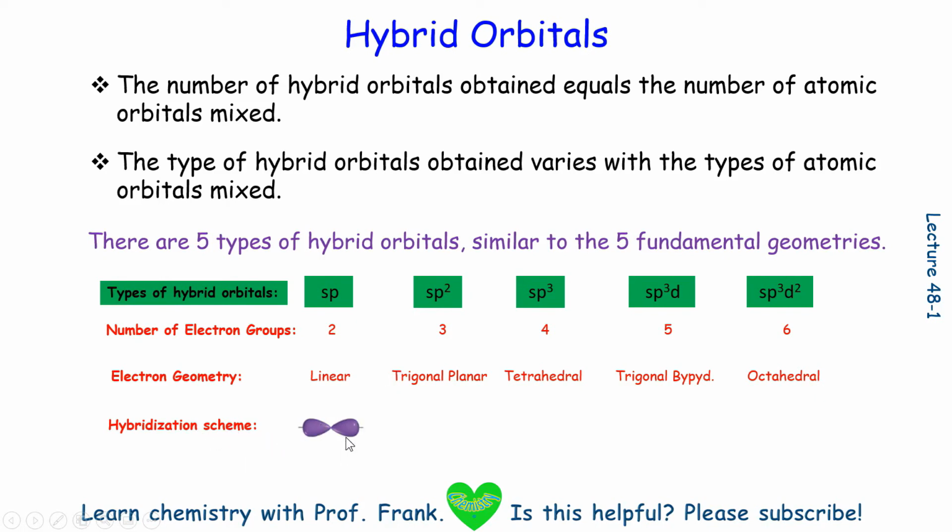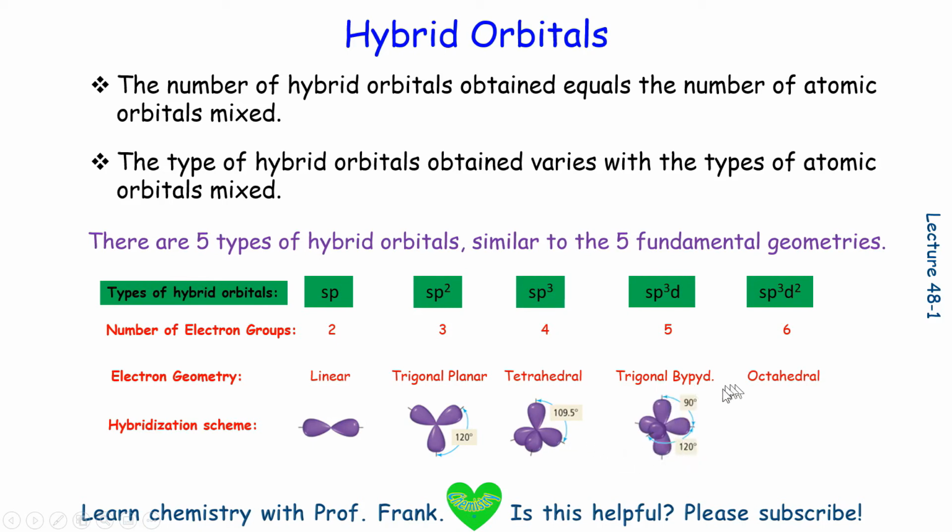This is the linear one. 2 electron groups can be accommodated, 1, 2. Trigonal planar has 3 electron groups, and the bond angle is 120 degrees. Tetrahedral, if they are bonded to other atoms, of course, has a bond angle of 109.5.